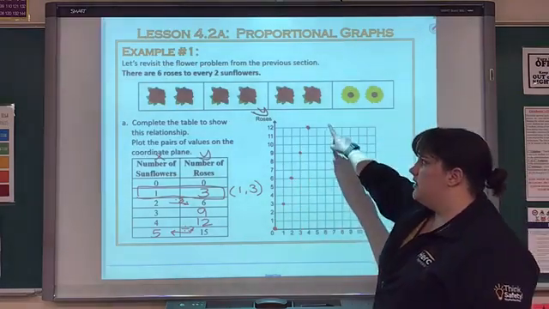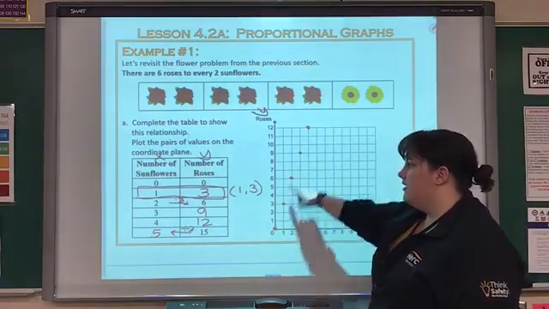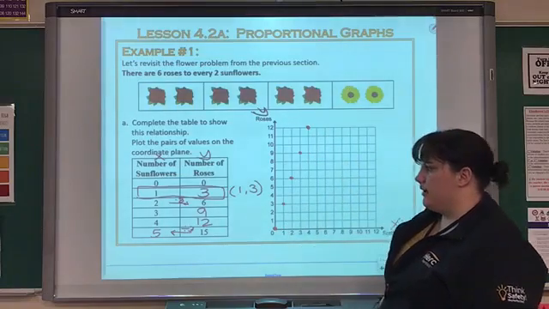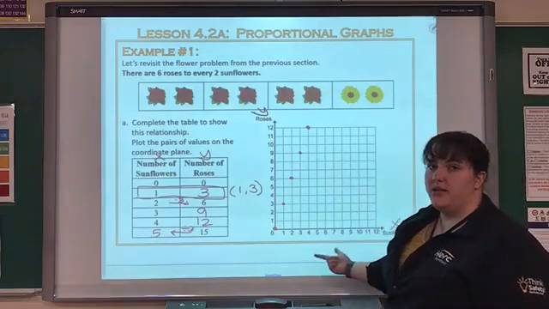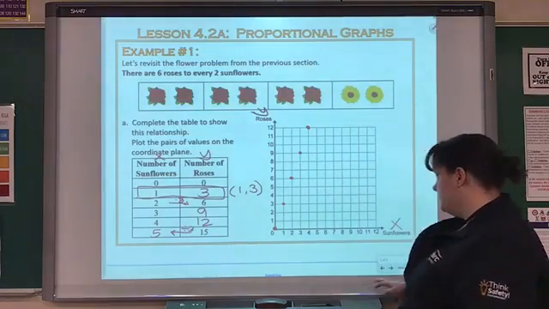If you notice, we can create a line through all of these points. So we can see that they have that relationship between them. They're proportional.